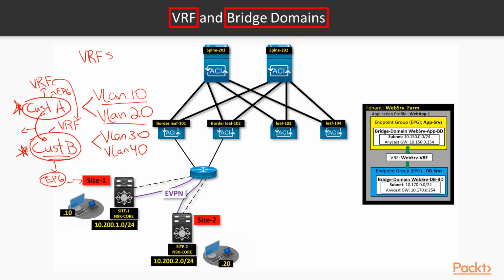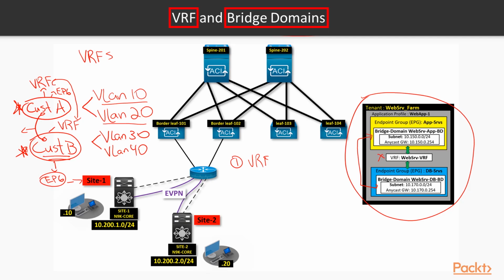Okay, speaking of VRFs, so we already know that a VRF holds routes and networks for a particular tenant or a particular resource inside the tenant. Let's take a look at our tenant right here. We have tenant web SRV farm, and we have a VRF called web SRV VRF. Bridge domains are my actual networks attached to the endpoint group.